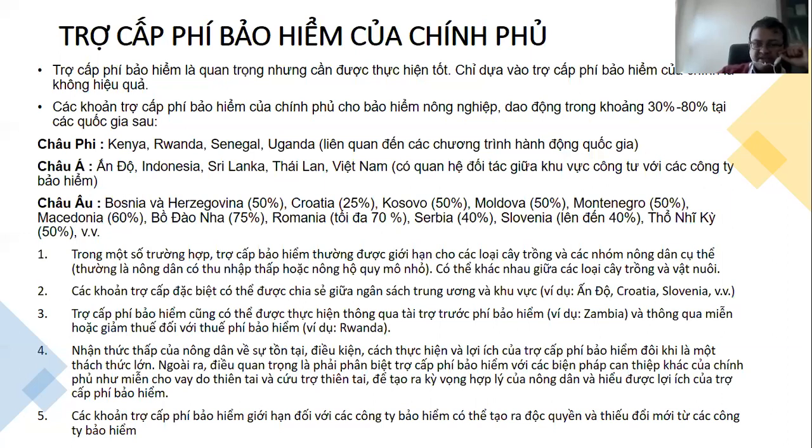Subsidies might also vary between crops and livestock. In some countries, the subsidy levels are different between crops and livestock. Then in implementing the subsidies in some countries like India, Croatia, Slovenia, the subsidy budget is actually shared between the central and the regional government. That's just to do with how it is administered.